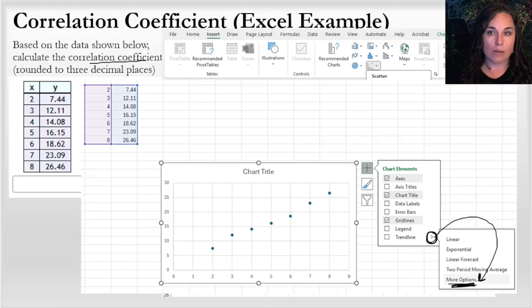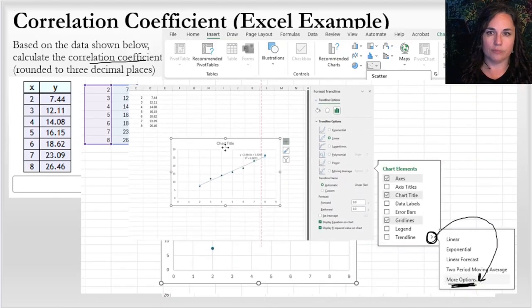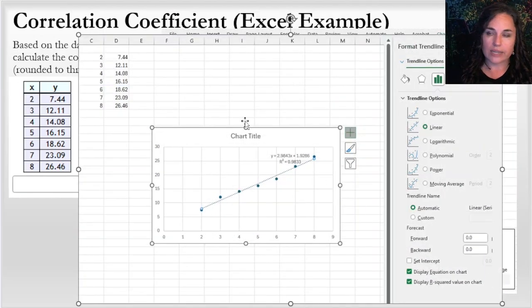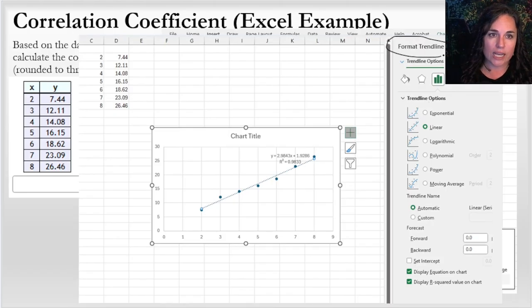Once I choose the more options down at the bottom, I'm going to get this over to the side. And admittedly, I know from class working with students that there are different versions, right? Different programs. You may be on a Mac, you may be in spreadsheets, however you're using this. I know Excel isn't the same as spreadsheets, but this format trend line may look different for you. And what I need you to select is to make sure it's linear. You can see that we have other options in here: exponential, logarithmic, polynomial, power, and so on. All right. So like I said, we're just starting with linear.